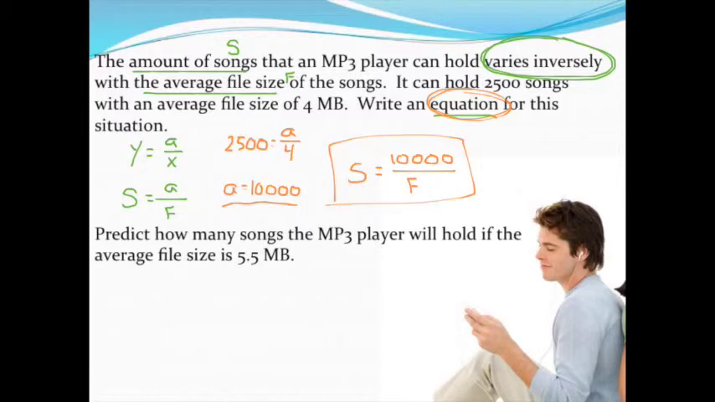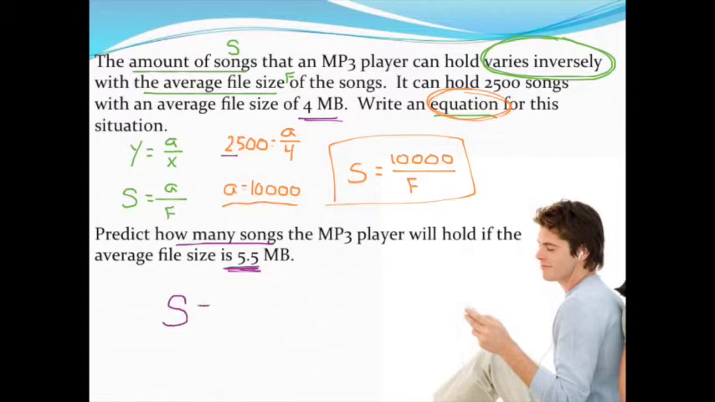Step 1 is done. For step 2 now, let's go ahead and use our equation. This time they ask us how many songs can it hold if our average file size is increased to 5.5 megabytes. Well, even before I answer that question, here's what I want you to think about. Since my average file size has increased, it's gone from 4 megabytes up to 5.5 megabytes, the number of songs that I hold should go down. It should be something smaller than 2,500. So I'll know if I get something bigger, something's gone wrong. So let's see what happens.